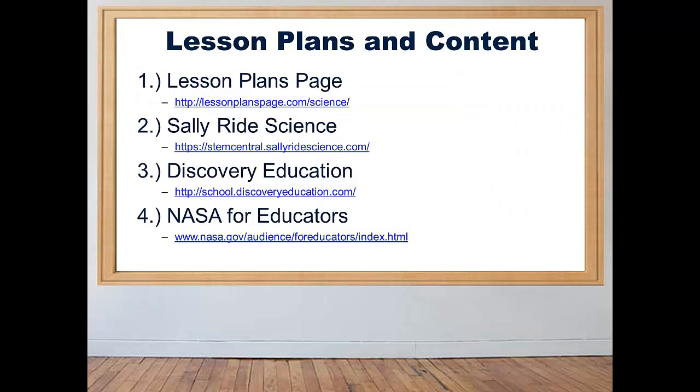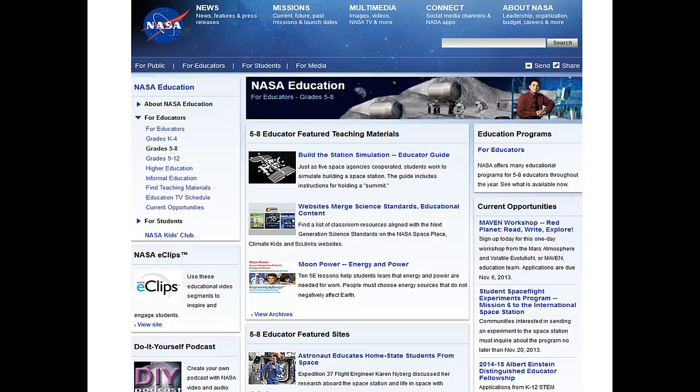A final example of an open education resource for science lesson plans is the NASA for Educators site. Not surprisingly, the NASA site has excellent space science lessons, but they also feature science lessons from related fields. Many of their materials are suitable for extension and enrichment of a traditional science curriculum and might be particularly effective in a virtual learning space. One example is their Build a Space Station simulation, where students work collaboratively to build a virtual space station.